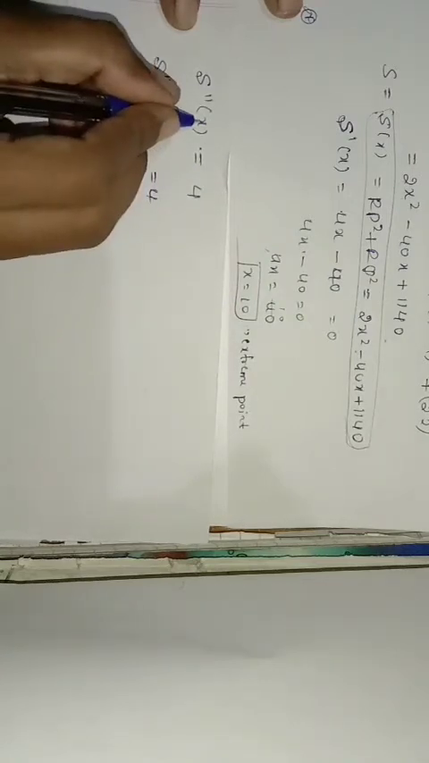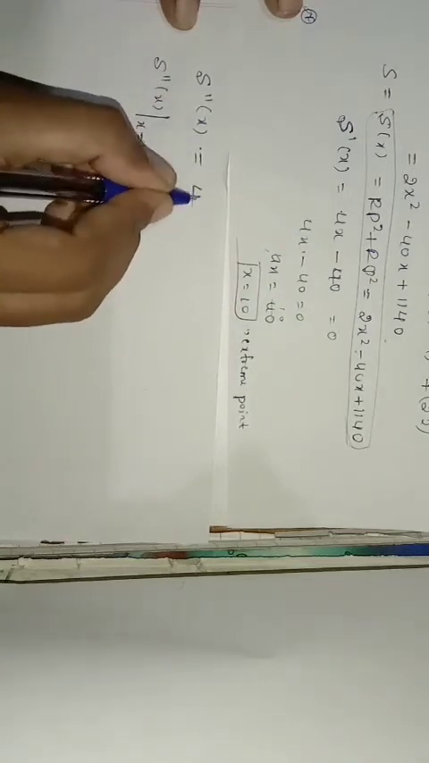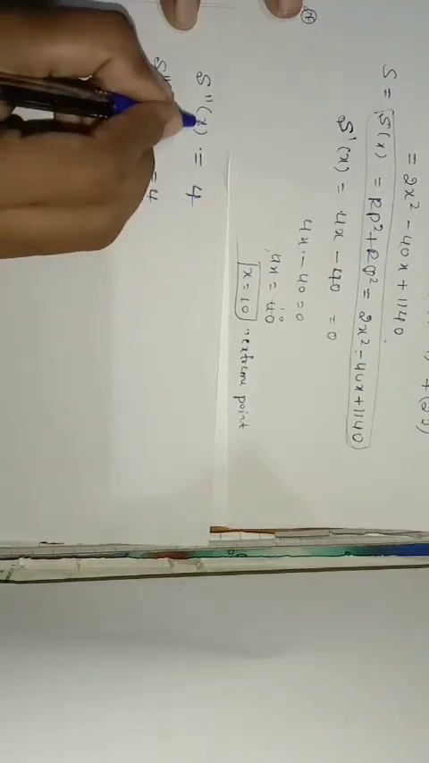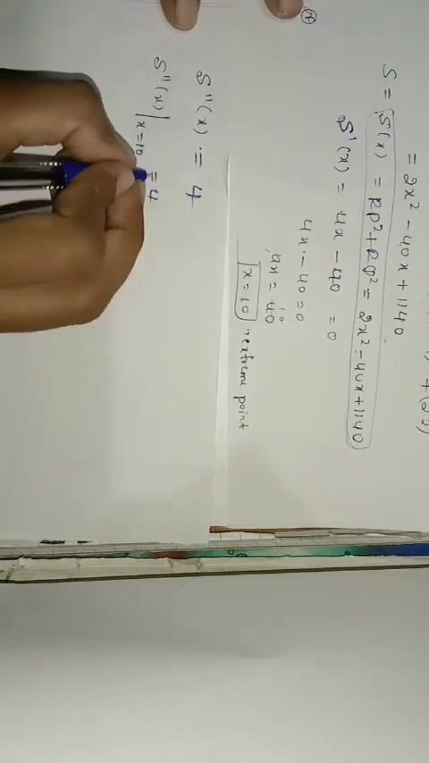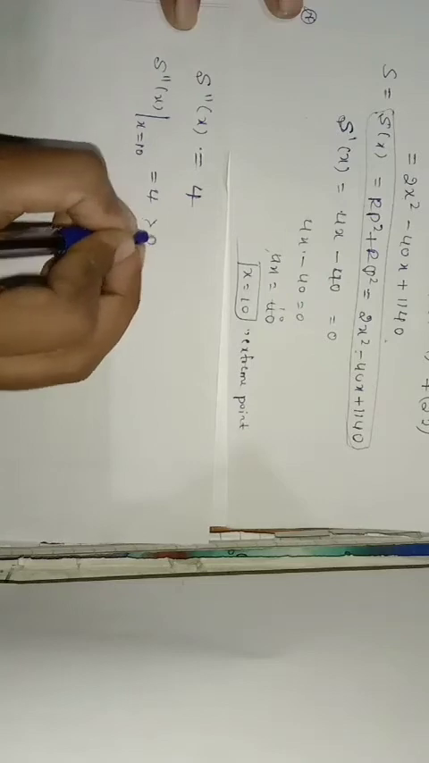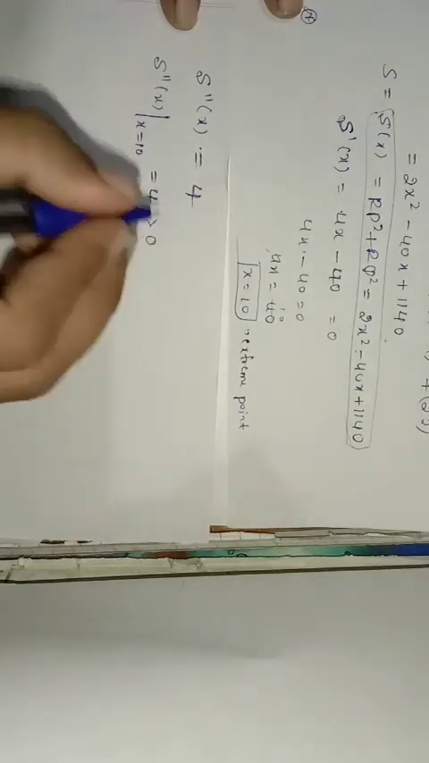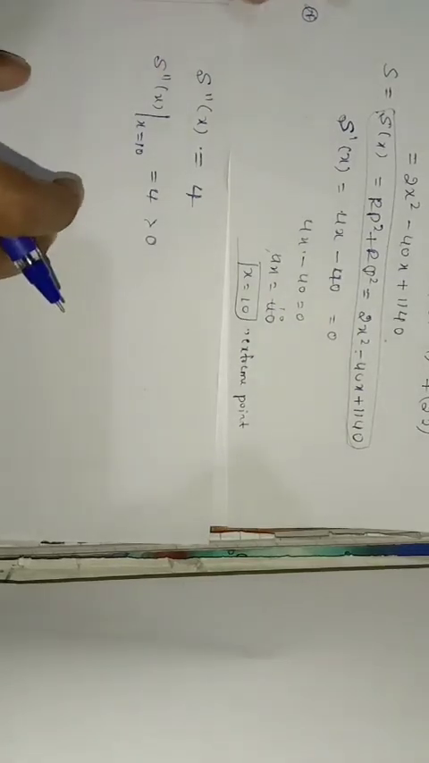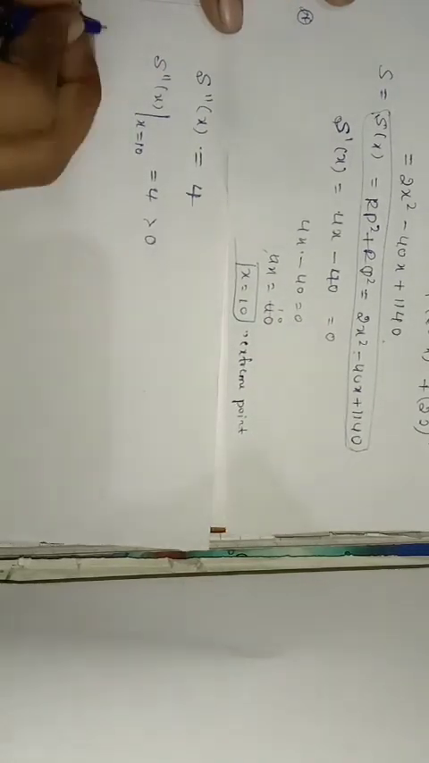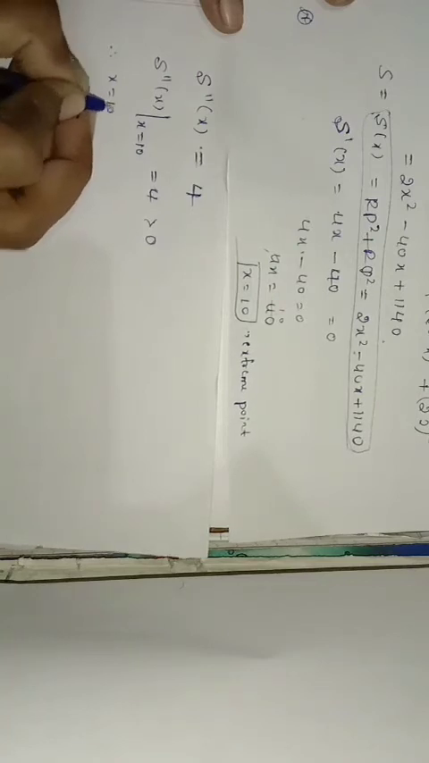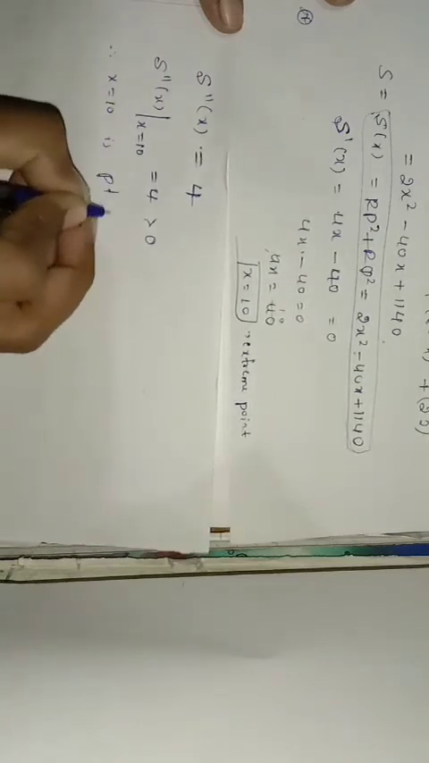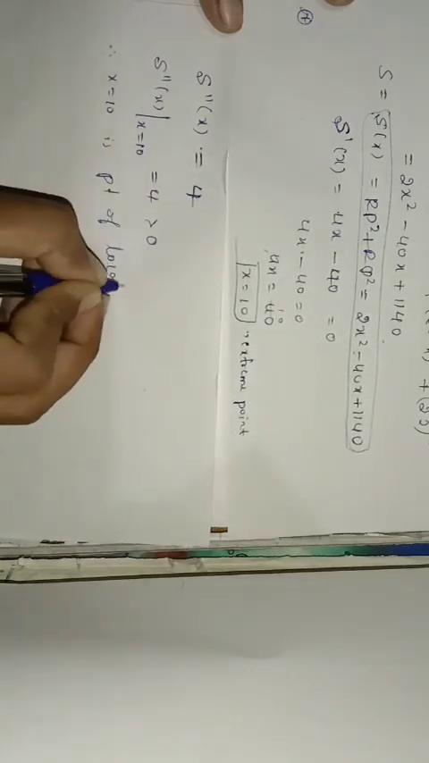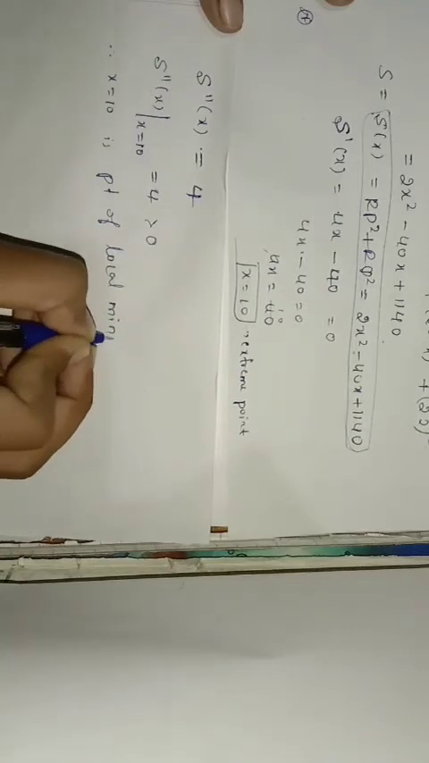See, whatever value of x you put, the output is 4. So if you put any value of x, I will get 4 itself. Therefore, this is greater than 0, isn't it? Once it is greater than 0, what happens? This point is the point of local minima. So x equal to 10 is a point of local minima, or you can say simply minima.